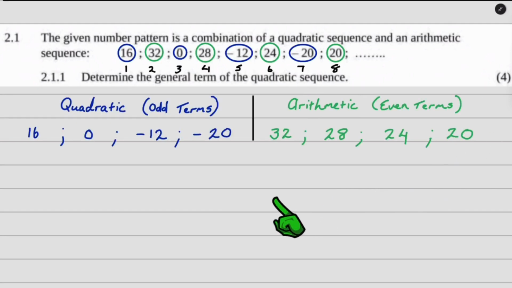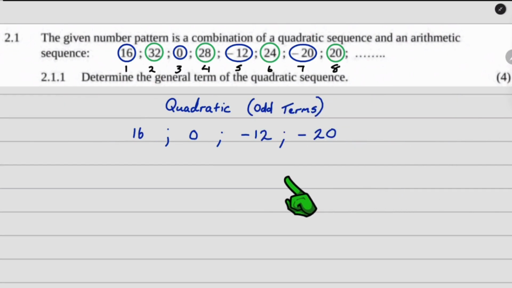Okay, so my quadratic pattern is in blue. And we can see it's the odd terms, so like the first term, the third term, the fifth term. So the odd term numbers are the quadratic pattern, which will make the arithmetic sequence the even terms, so like the second term, the fourth term, the sixth term, and so on and so forth. Now I only want the general term of the quadratic sequence. So for now, I'm going to ignore the arithmetic sequence and just work with the quadratic sequence.